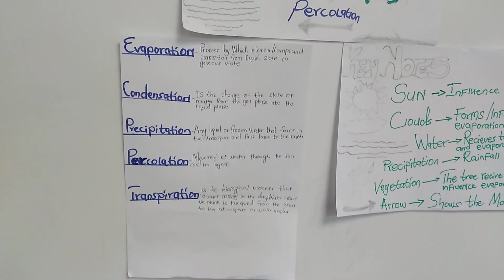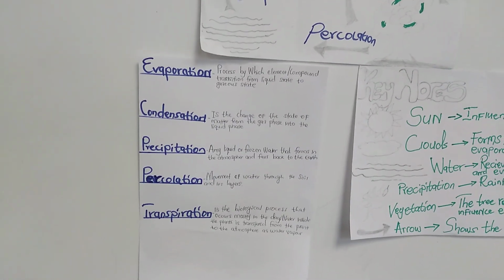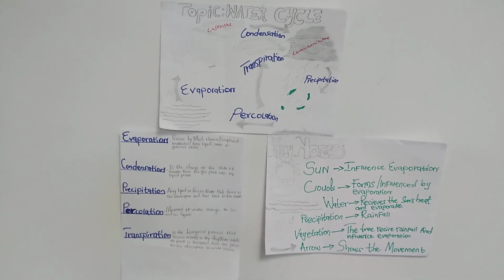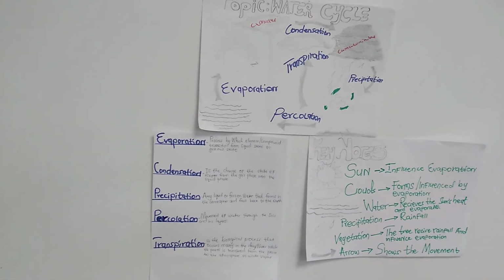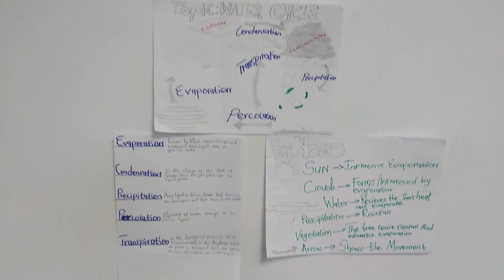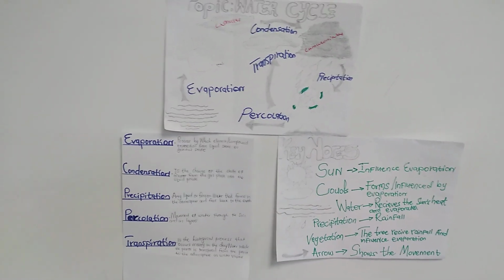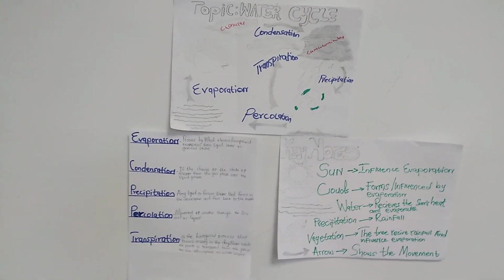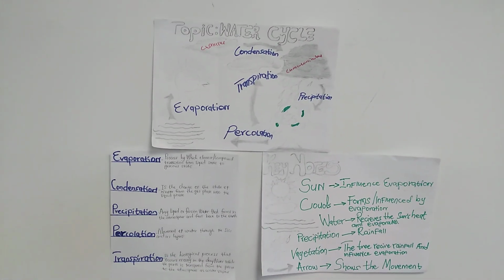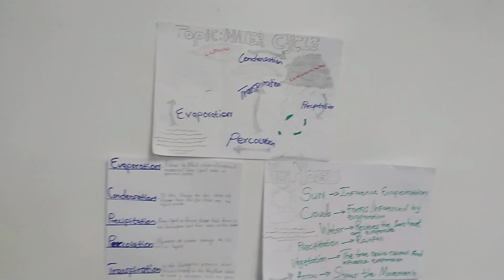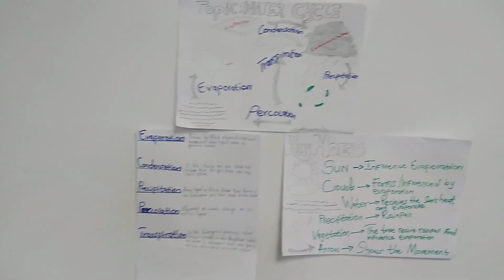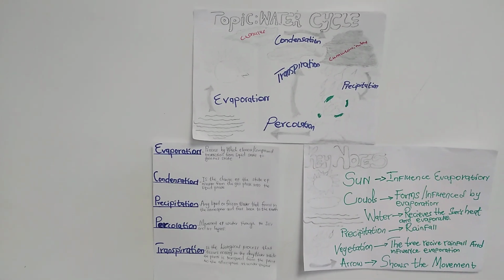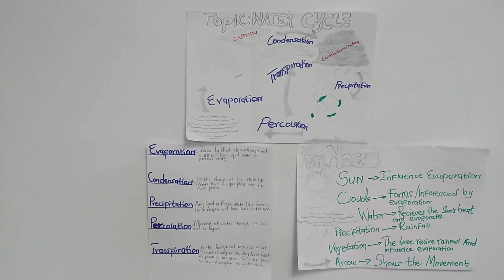I would like us to start with the terms that we can see on the water cycle, so that we understand what they mean, and then we'll understand the importance of each and every step of the water cycle. The term number one we're going to look at is evaporation, which is a process by which an element or compound transitions from a liquid state into a gaseous state. So meaning a liquid will be transitioned into a gas.